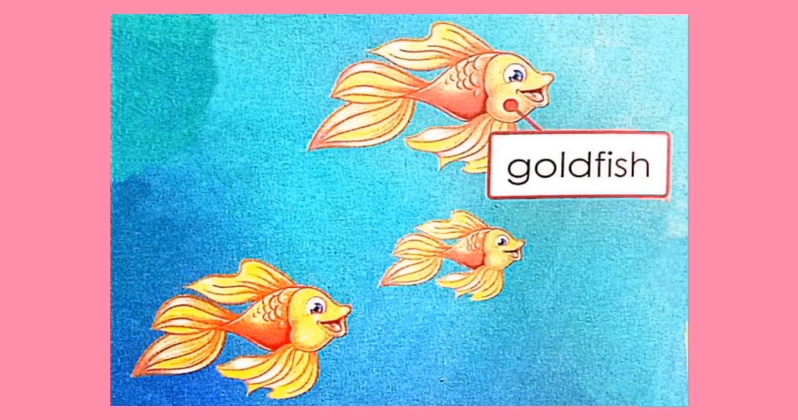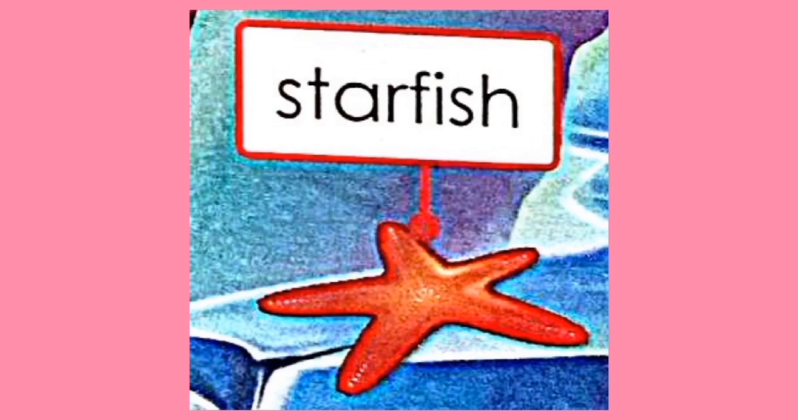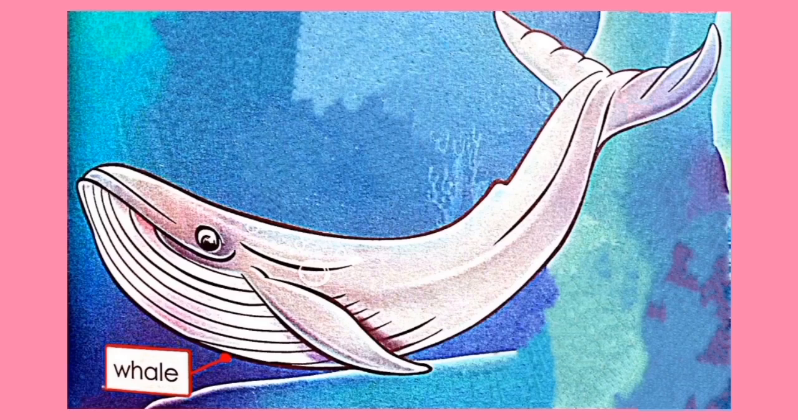There are many different kinds of fish that live in water. They are of different color and size. This is a goldfish. This is a starfish. It has 5 hands. This is a whale. It is the largest sea animal.